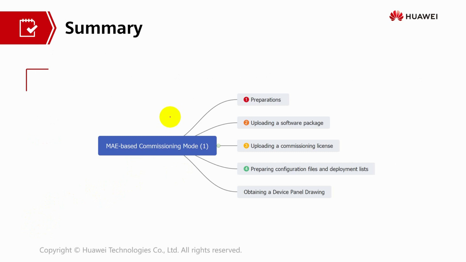Summary time. For this part, MAE-based commissioning mode, we have discussed the preparations. We have discussed the method of uploading, how to upload a software package, how to upload a commissioning license, how to prepare and why we must prepare the configuration files and deployment list, and how to obtain the device panel drawing.